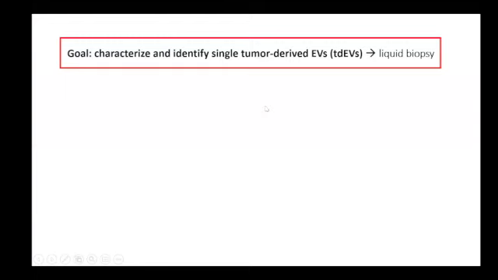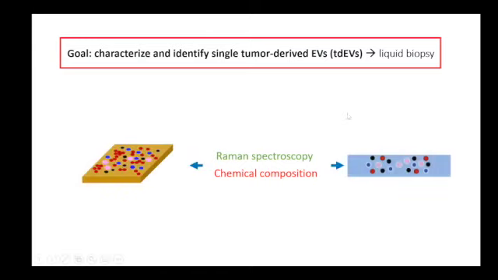So with this goal in mind, we tried to use a technique that can give us, in a label-free way, the chemical composition of the vesicles. The technique that we use is called Raman spectroscopy, and it can be used in different ways. We can, for instance, capture our vesicles on a substrate, or we can have the vesicles in suspension, moving in Brownian motion, and then put our sample under our Raman microscope.